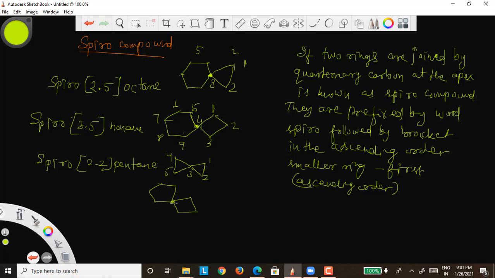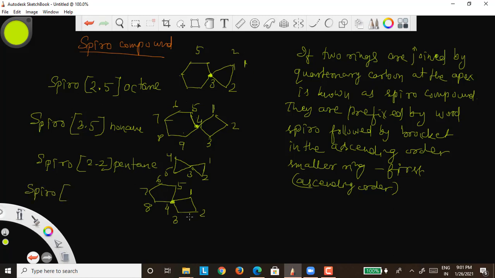Okay. So this is there, and this is a spiro compound, and in this spiro compound, this number is 1. This is 2. This is 3. 1, 2, 3. This is 4. Then 5. Then 6. Then 7. Then 8. So like this is there. So here what will come? Here spiro.